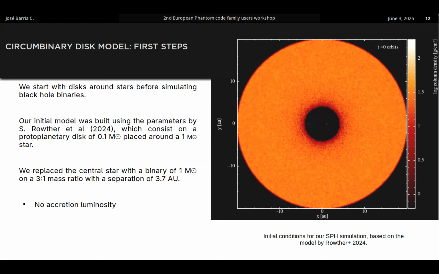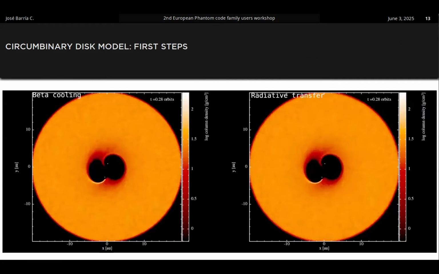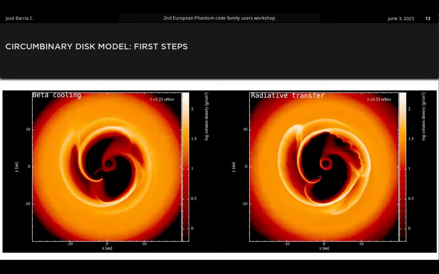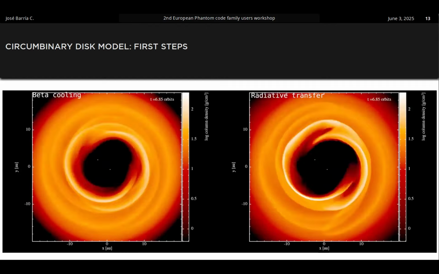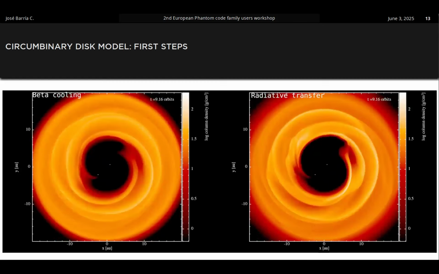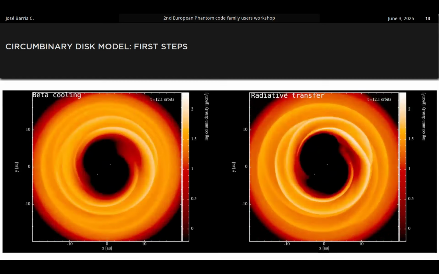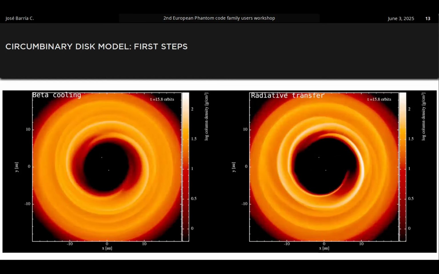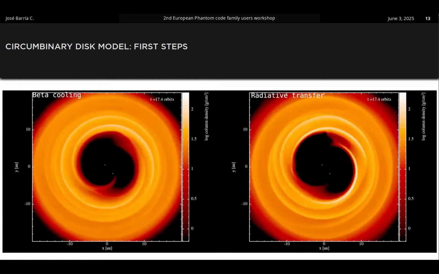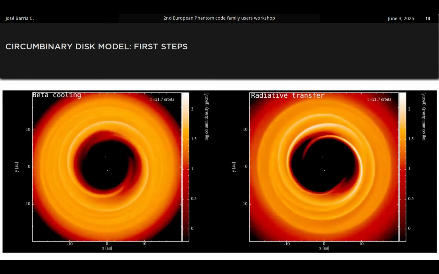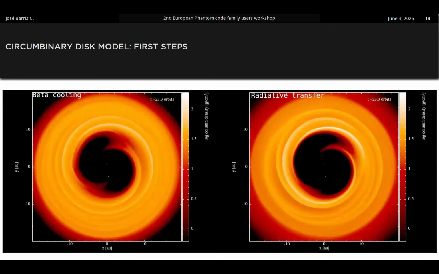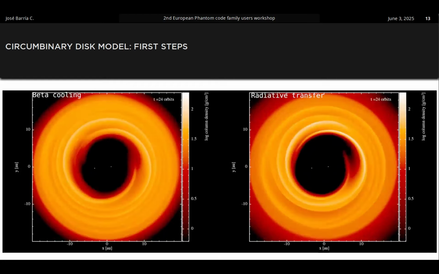An important thing here is that we haven't enabled accretion luminosity yet. We are only using stellar sources. So here I show you an animation of two disks. One is with radiative transfer enabled, and the other is without radiative transfer, using beta cooling and the same parameters as Ragusa used as well. So beta, I think, was something like 15. Is that with MCFOST? This one is with MCFOST.